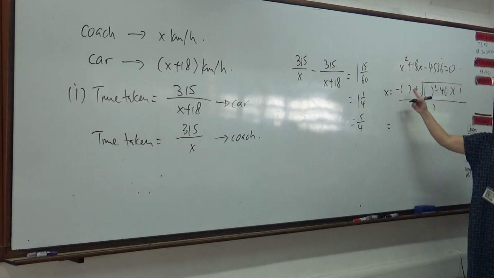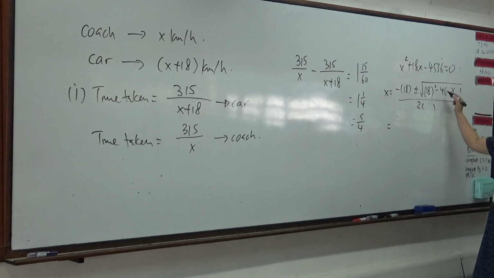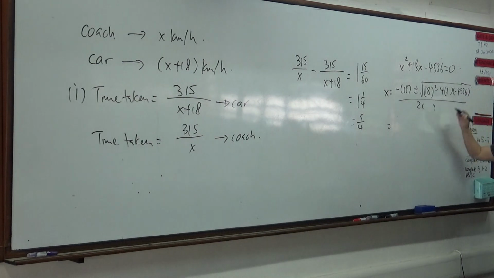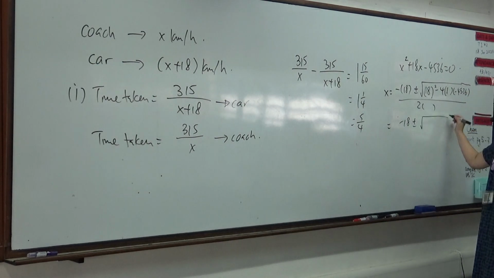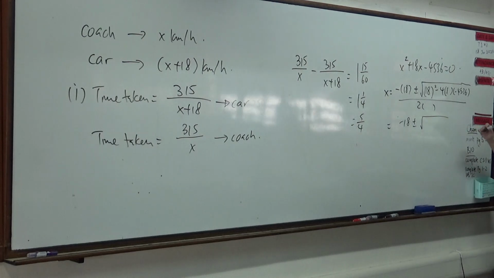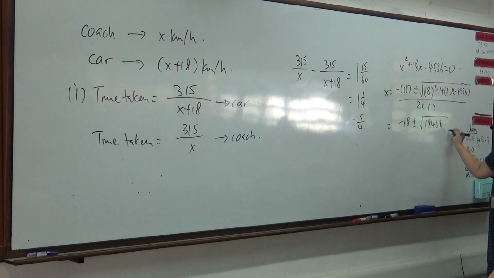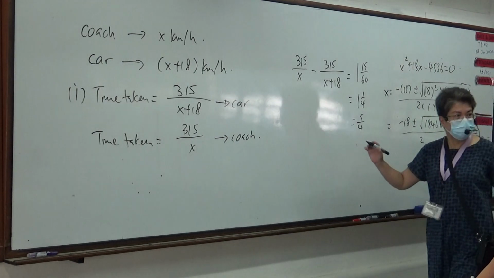What is here? Focus. 18. 1. This is what? Negative 4, 5, 3, 6. So this is negative 18 plus minus. What is inside here? Can you tell me what's inside the square root? Do you get this? Do you get this? Yes, now, I want to know. The question says to give the answers correct to what? 3 decimal places, right? Now, I must teach you this.